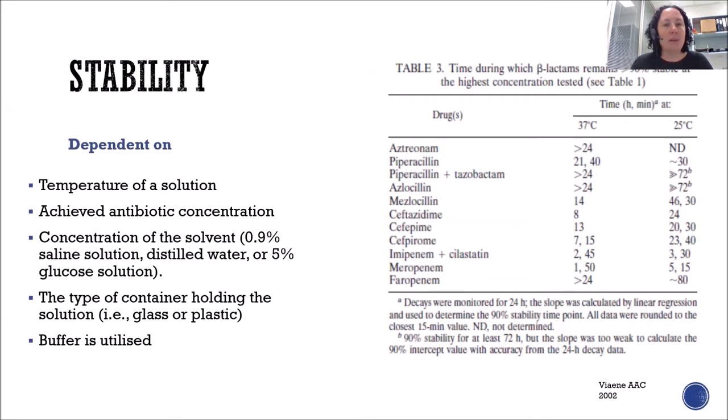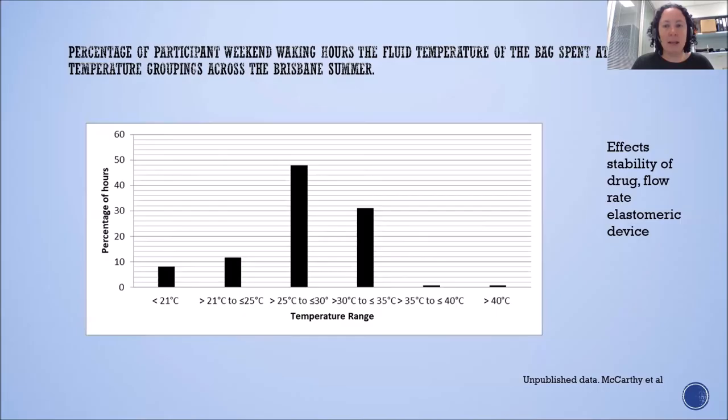The stability of a solution of the antibiotic is dependent on a number of factors, including the temperature of the solution, the achieved antibiotic concentration in the infuser, for example, the concentration of the solvent, interestingly enough, the type of container holding the solution, whether it's glass or plastic, and also whether a buffer is utilised. Now, I live in Brisbane, which is a subtropical setting, and as such, our patients go out in reasonably hot temperatures, and many of them do not actually have air conditioning.